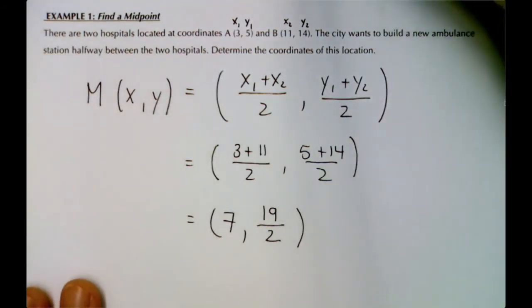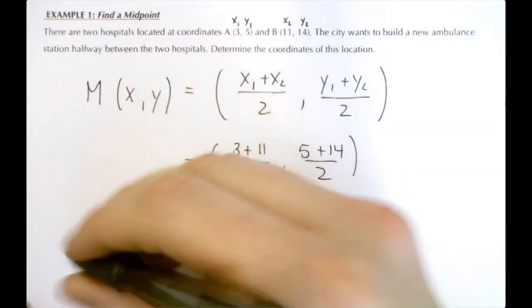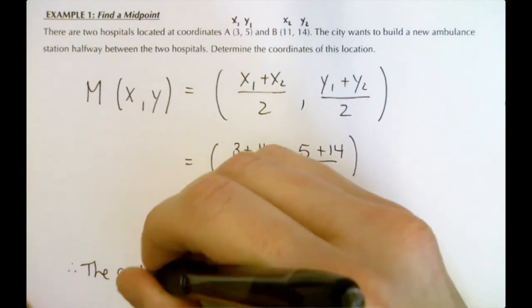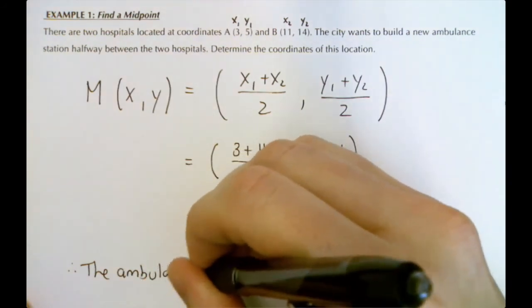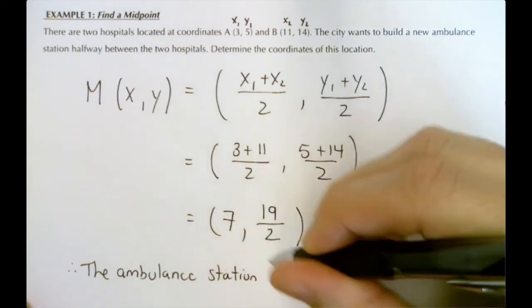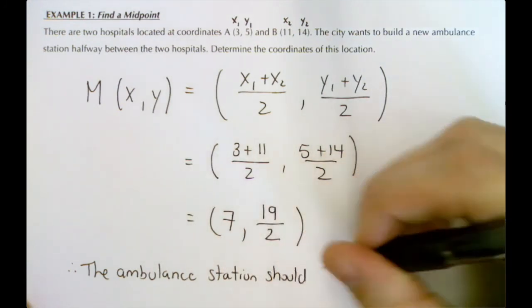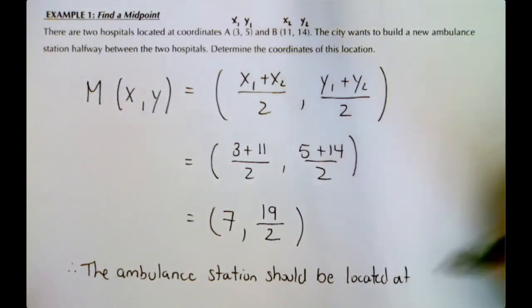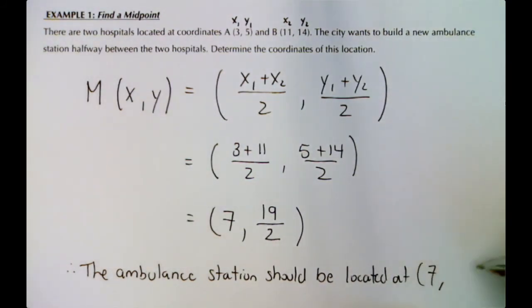So, since it's a word question, we should have a word answer. Therefore, the ambulance station should be located at (7, 19/2). And that's how we find a midpoint.